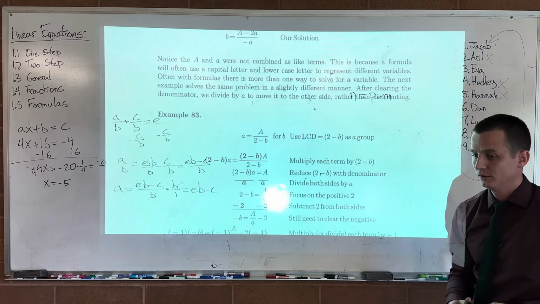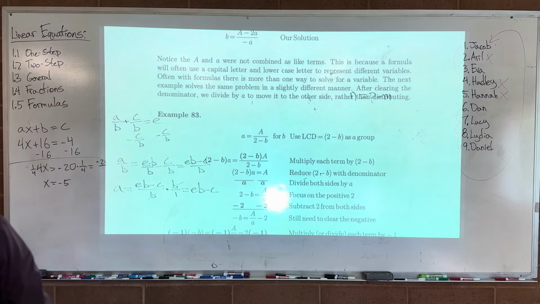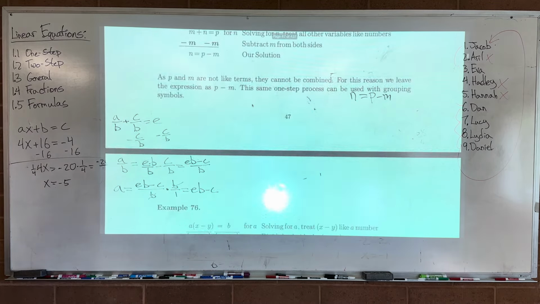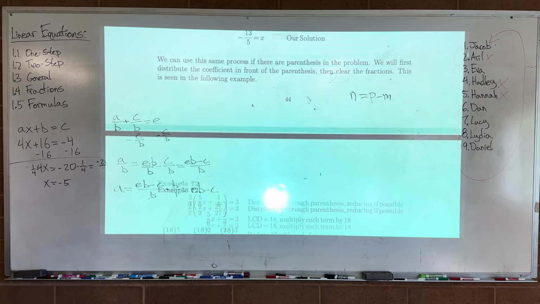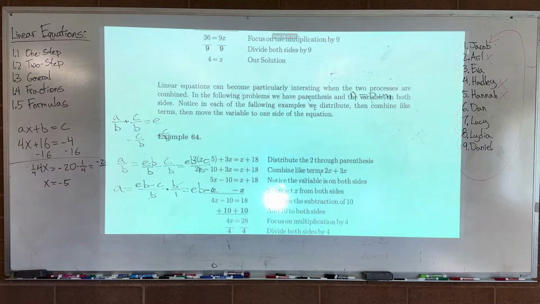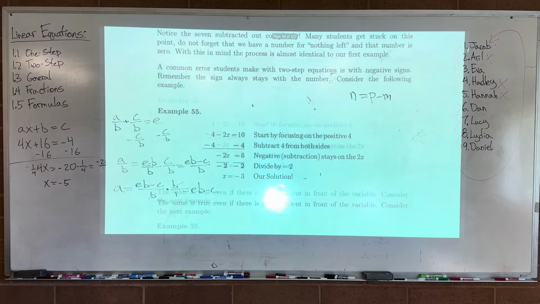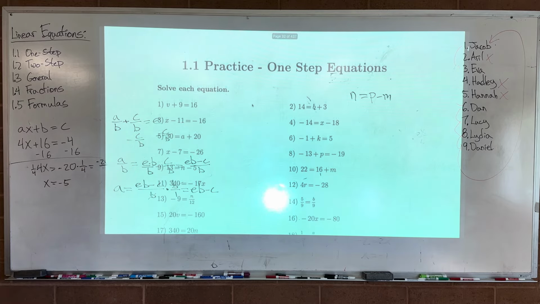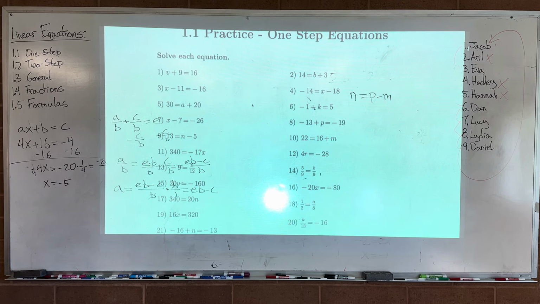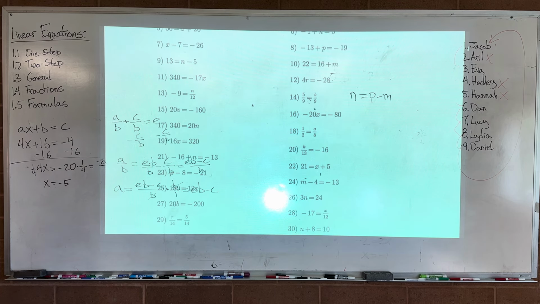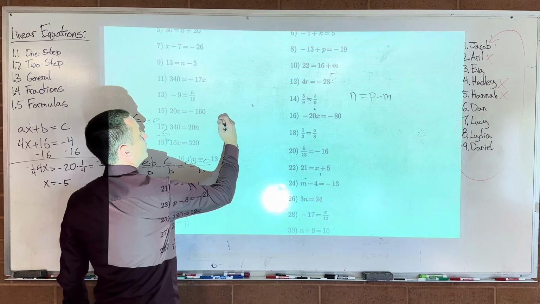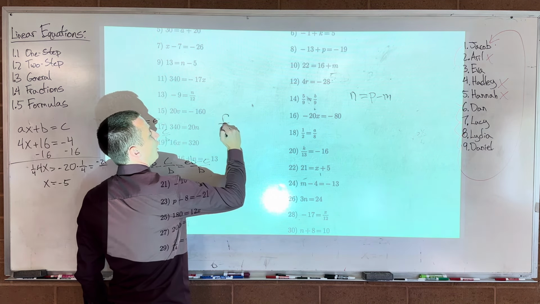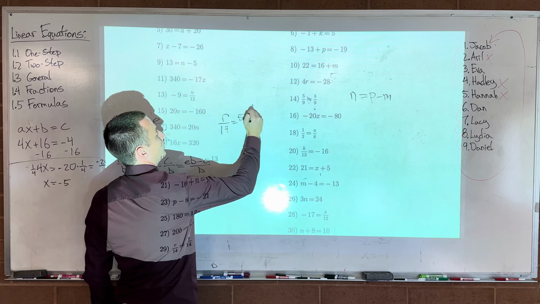On number 1, I had a question, 29. So we are going back to homework 1.1, number 29: r over 14 equals 5 over 14.